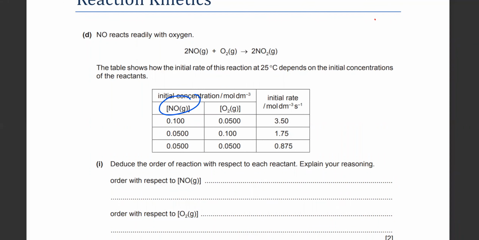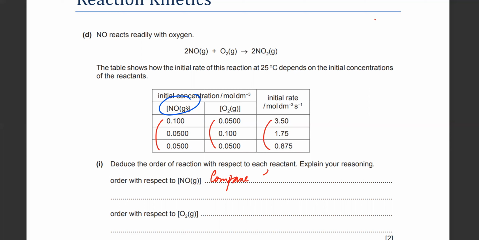Anyone, कौन से experiments compare करोगे? 1 and 2. No, not 1 and 2, because 1 and 3 is order, right? That's fine. You want NO to change and all the others should remain constant. So in 1 and 3, NO changes, O2 remains constant. So the rate is being affected by NO only. Zaib, is this clear? Yes, sir.